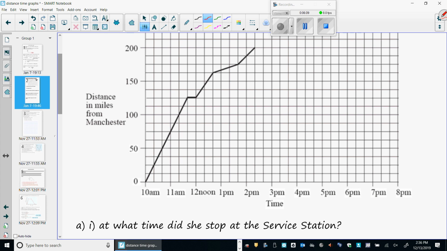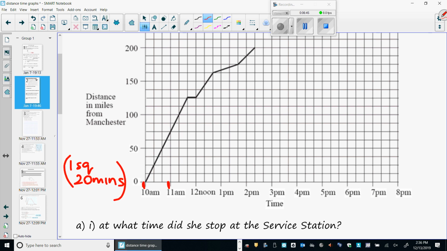This is the time. They've actually done this in actual time periods. Whenever we're doing these kinds of questions, it's very important that you look at the scales. I can see that this is 10 a.m. and this is 11 a.m. How many baby squares are there in between those two things? Three. So those three squares represent 1 hour. So what does one baby square represent? 20 minutes. Thank you, Katie. So 1 square is 20 minutes on the horizontal.